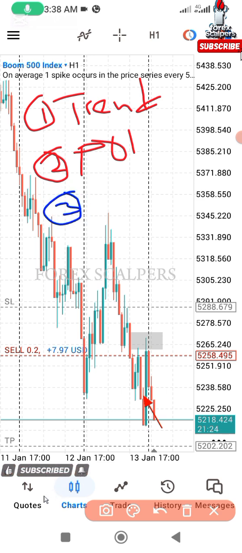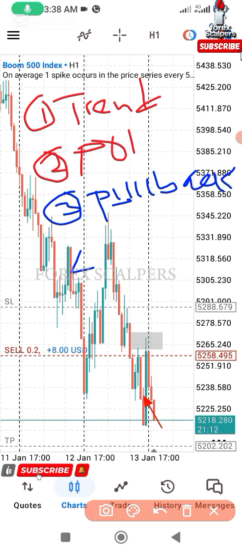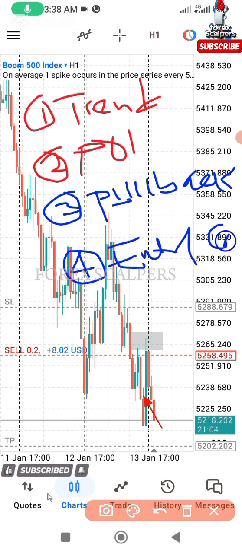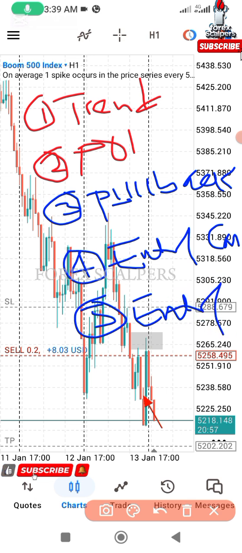The third thing we want to get is what? A pullback, right? We want to have a pullback into the point of interest. Then once we have that pullback, we want to get what? Entry confirmation. So we need entry confirmation to make our entry, and then the fifth thing we do is make our entry. So let's look at all of this: the trend, the point of interest, the pullback, and then the entry confirmation.